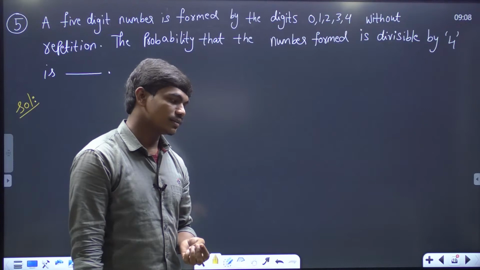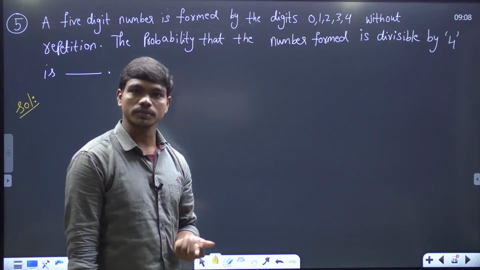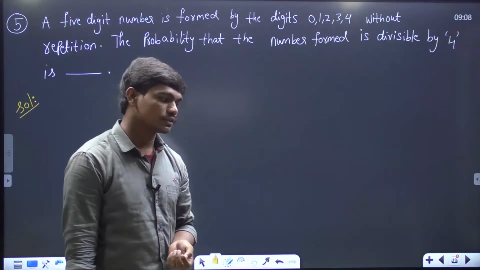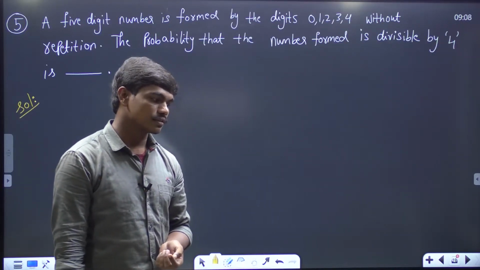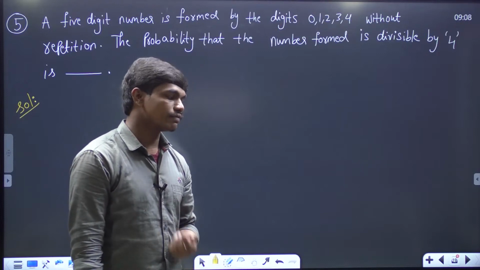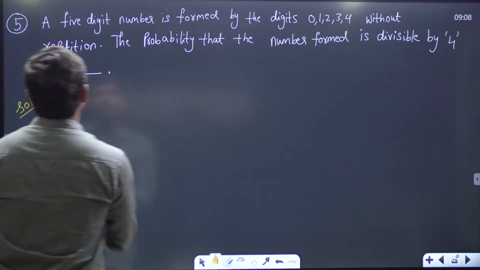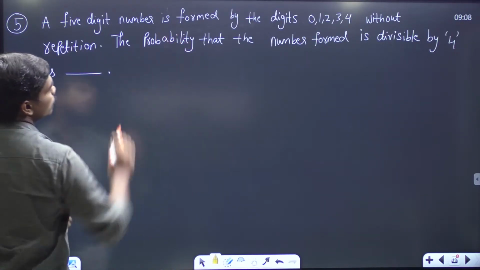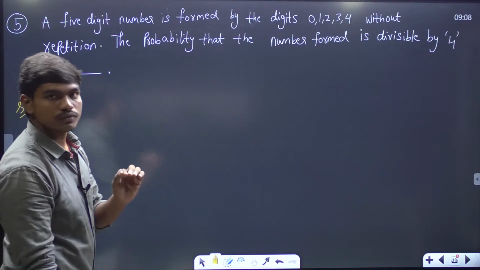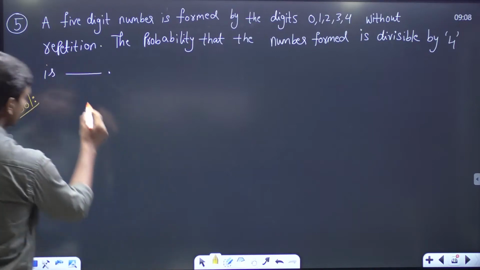Not getting? Suppose this question came in your GATE exam, what will you do? If there is no option like not getting, then what will you opt for? Try 1 by 24, 1 by 20, 3 by 4. Okay, different answers are coming. So let me check what could be the actual answer. See, first of all, for the number to be divisible by 4, you need to know the total number of 5-digit numbers you can form.